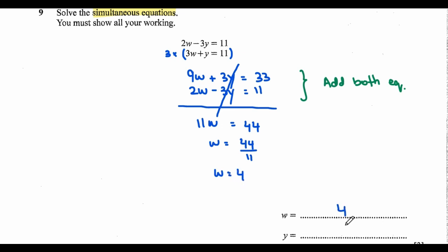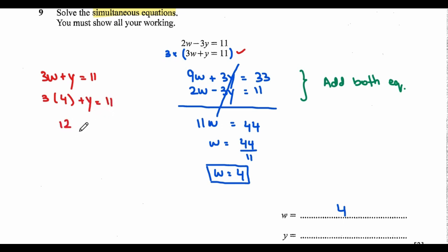Let me write it into the place. Now how can I get y? I can plug in this value of w in any of the equations that are provided. Let me put it into this equation. So it is 3w plus y equals to 11. In place of w, I will write 4. So 3 times 4 plus y equals to 11. 3 times 4 is 12. So 12 plus y equals to 11. Now 12 will get subtracted from 11 to get y. So 11 minus 12, then y would be equals to negative 1. So w is 4, y is negative 1.